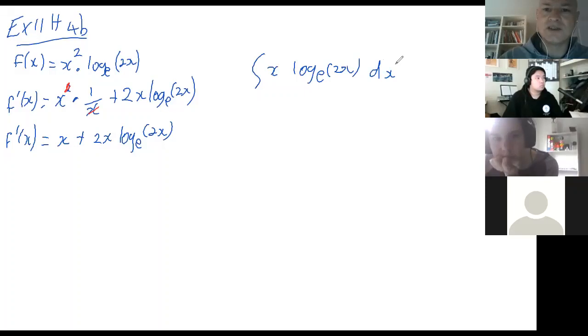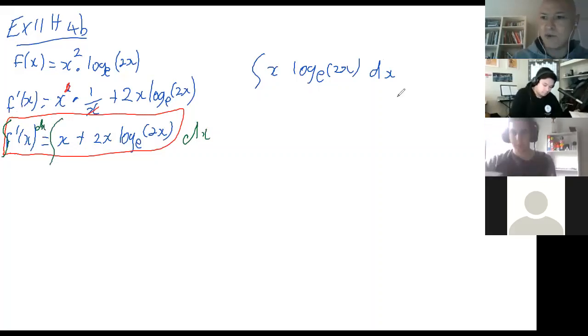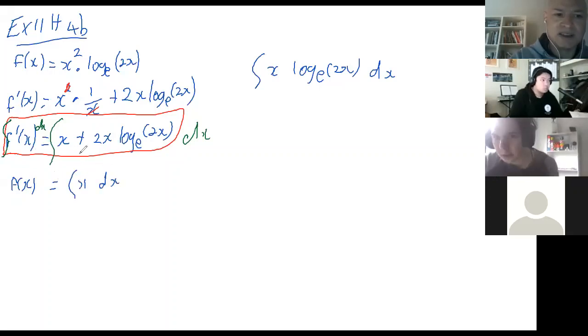And because it's got hence, it means use what we found. So we know this. And that's what we're going to use. And all I'm going to do there is to put integral signs. So the integral, dx. I'm just integrating what I've just done. Now, when I integrate f dash of x, of course, I'm going to be left with f of x, and that's going to be the integral of x dx. I'm just splitting these two up, plus the integral of 2x log e of 2x dx.